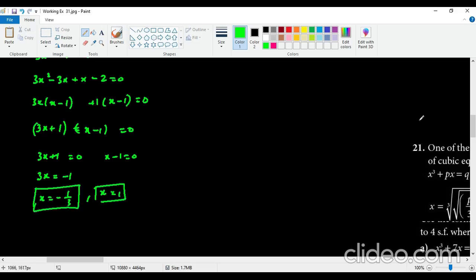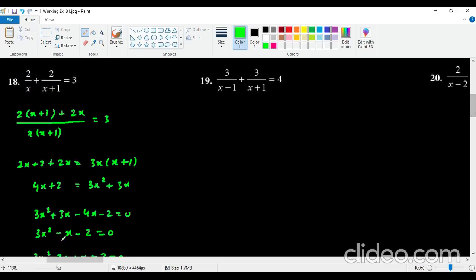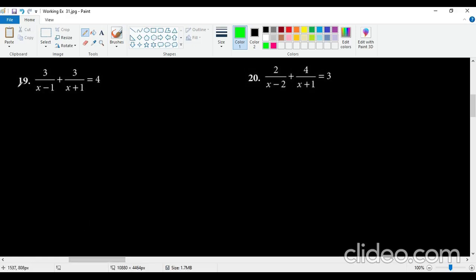Moving on to question number 19. In here, we know very well that we are solving the fractions first. So 3 will be multiplied by x plus 1, and this 3 is going to be multiplied by 3x minus 1. And down below you can see what you have learned, the difference of squares. So x minus 1 and x plus 1 is going to give us x squared minus 1, and 4 comes here. So the first one is going to give us 3x plus 3 and plus 3x minus 3 equals 4 multiplied by x squared minus 1.